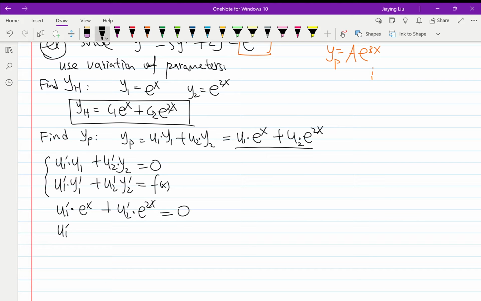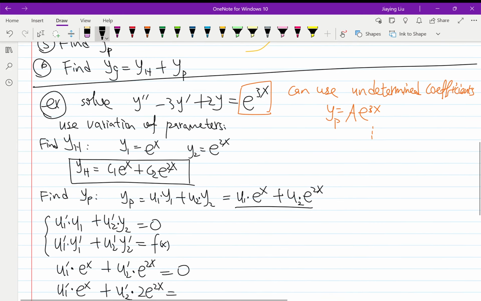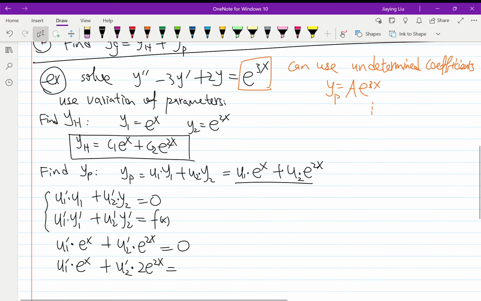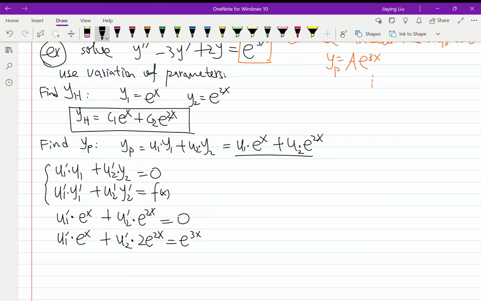Then I have u1 prime, y1 prime. So when I write down the second equation, I have to take the derivative of the y1 there. So this is the y1, but I take the derivative of e to the x. Happens to be the same. e to the x plus u2 prime times the derivative of e to the 2x, that's a 2 e to the 2x, equals f of x. If you remember that f of x from the beginning, it's e to the 3x. So these are the two equations I have.